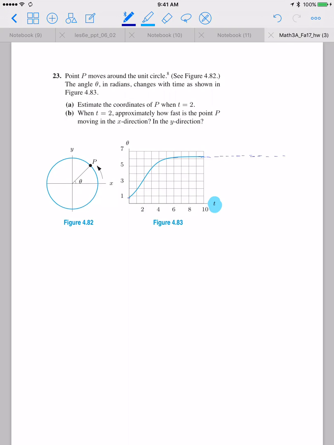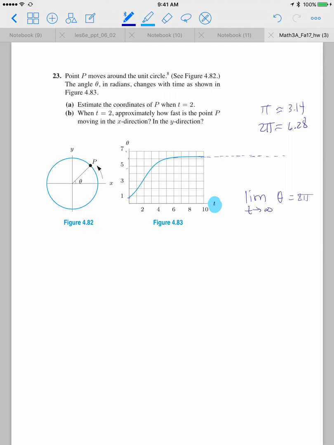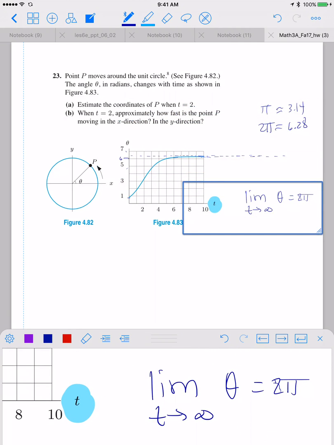It doesn't look like it has a limit of, limit as t goes to infinity of theta. It looks like this is maybe 6 point something. So I'm actually going to put this at 2 pi. Because if pi is approximately 3.14, then 2 pi would be approximately 6.28, which looks like not that bad of an estimate, right? So if this is 6, it could easily be that the limit here is actually 2 pi. So what does this mean for us?